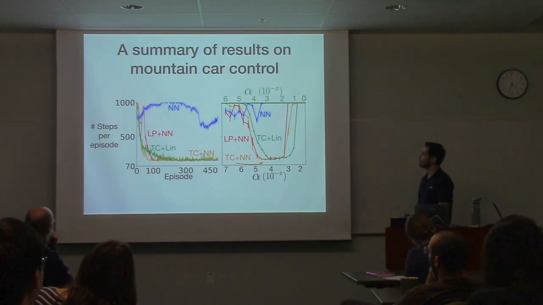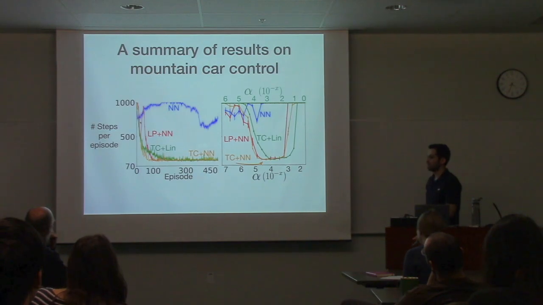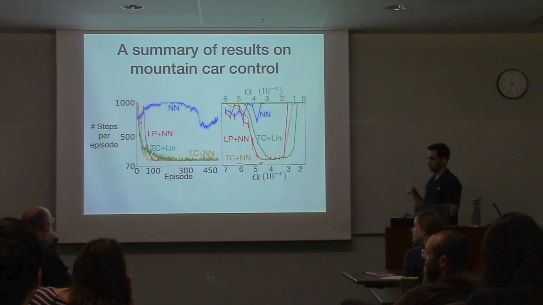Okay, you should see that the neural network is not learning. The neural network cannot solve the mountain car task. It's such a simple task, but neural networks cannot do it. Solving it in the previous slide, that was a prediction problem. This is control.